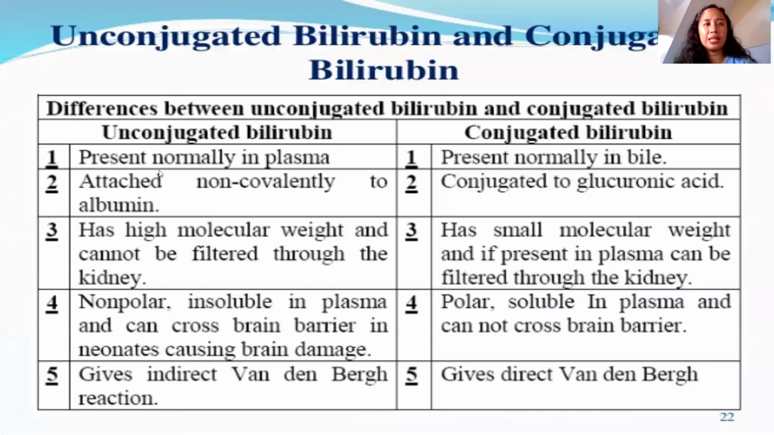There's more here, class, about unconjugated. It has a high molecular weight, so it's too big. It's not filtered by the kidney, not only because it's insoluble in water, but also because it's attached to albumin, and albumin is not easily filtered by the kidney. It's non-polar, insoluble in plasma, and can cross the blood-brain barrier in neonates, causing brain damage, class. So, class, sometimes newborn babies are very yellow when they are born. These babies are very yellow.